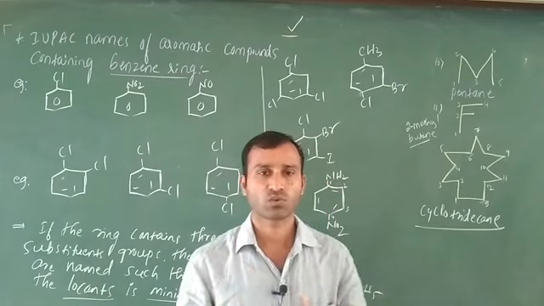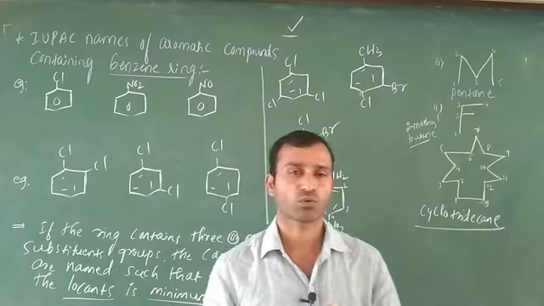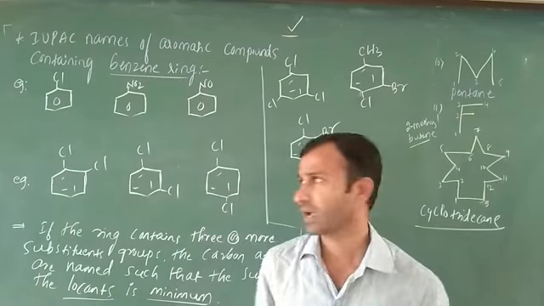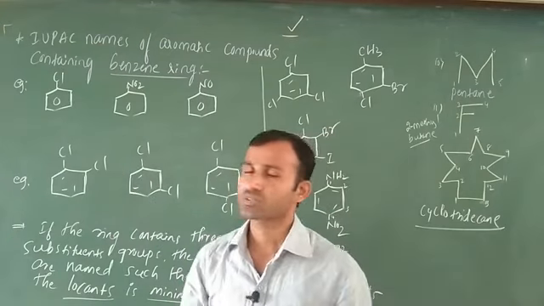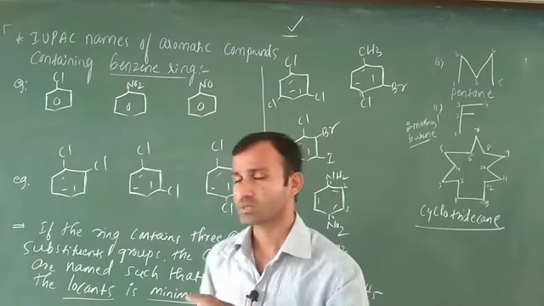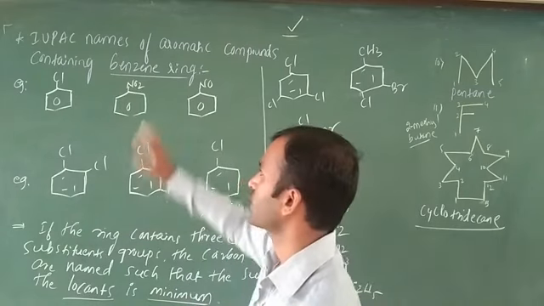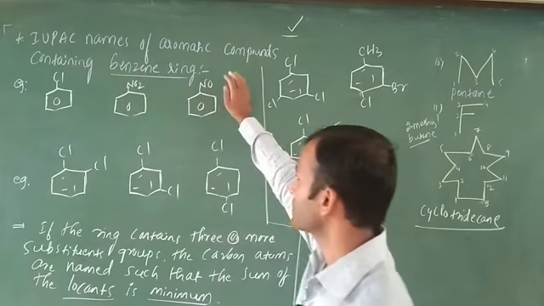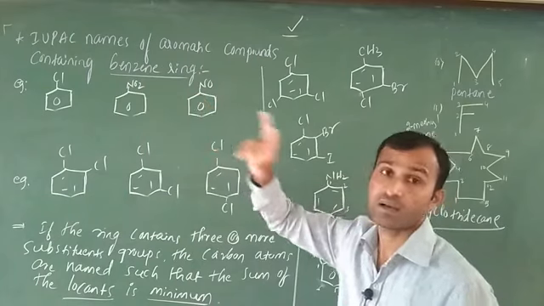Automatically, if aromatic means what? Benzene ring will come to mind. It follows Huckel's rule, 4n plus 2, and so on. Okay, that is why in this case we are going to study the IUPAC nomenclature of some aromatic compounds. This is our heading: IUPAC names of aromatic compounds containing a benzene ring.